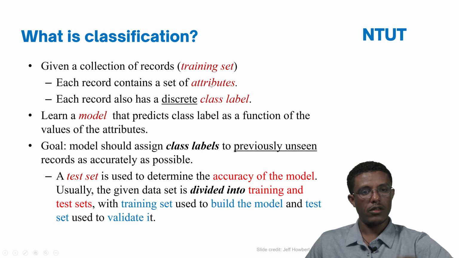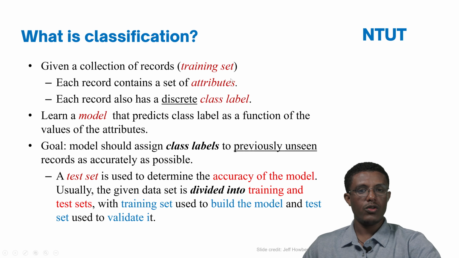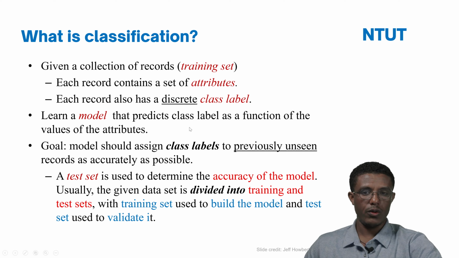Attributes mean tuples or samples, and each record also has a discrete class label, that is y. So the attribute is x and the class label is y, the correspondence of x and y. We learn a model that predicts the class label as a function of the values of the attributes. The goal is that the model should assign class labels to previously unseen records as accurately as possible.